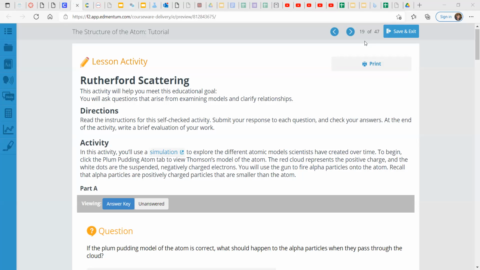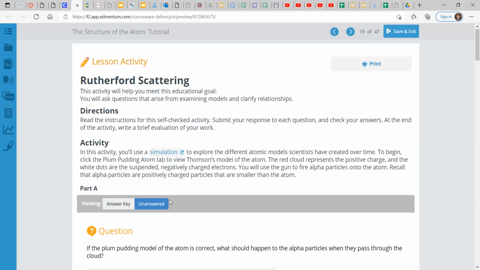And in this activity, we're going to use a simulation to explore the different atomic models scientists have created over time. To begin, we're going to click the plum pudding atom tab to view Thomson's model of the atom. The red cloud represents the positive charge, and the white dots are the suspended negatively charged electrons. We will use the gun to fire alpha particles onto the atom. Recall that alpha particles are positively charged particles that are smaller than the atom.